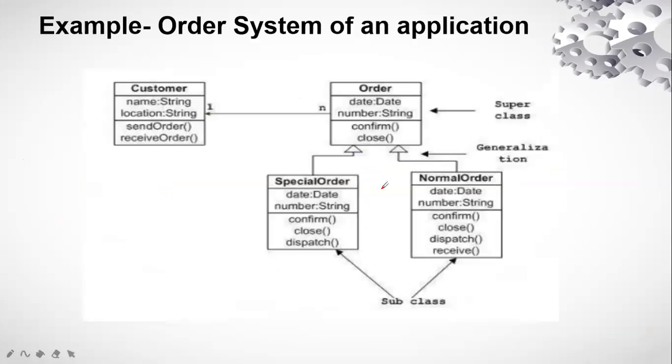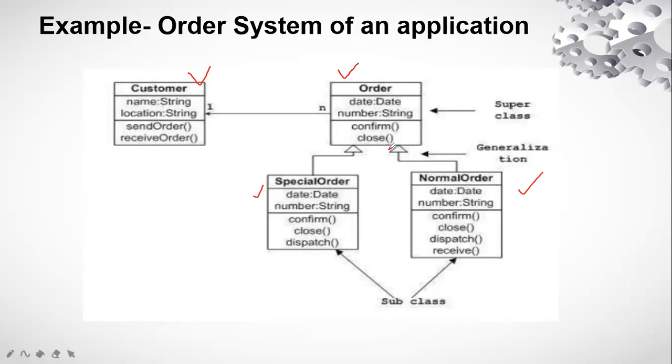Fine. We have taken one more example. This example is the order system of an application. So we have a customer class and the order class. Now you can see there is an arrow out here, and we have one more. This is the special order class, and this is the normal order class. So special order class and normal order class are the subclasses of order. These are the two types of orders we have seen, special order and normal order.